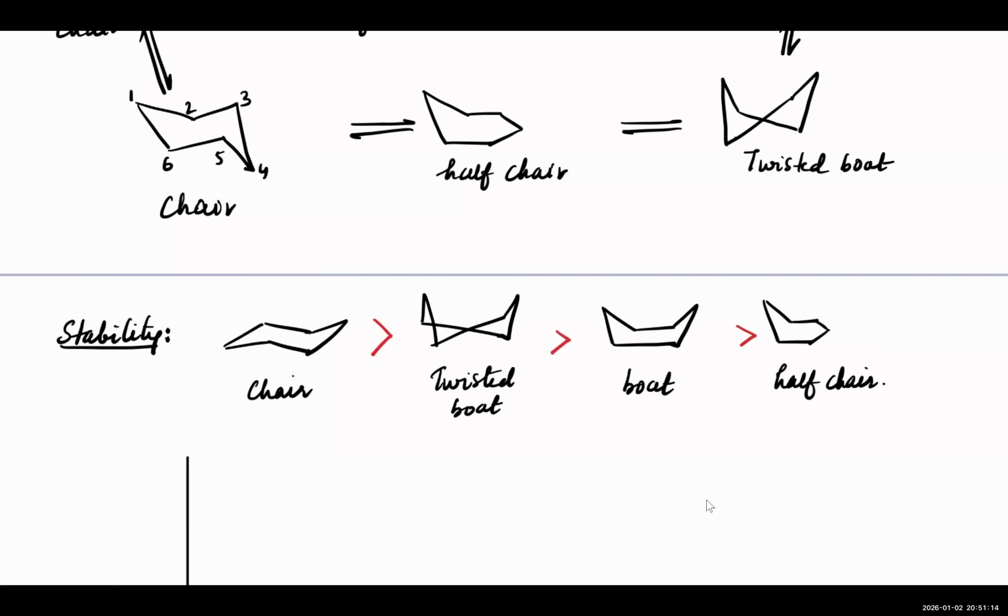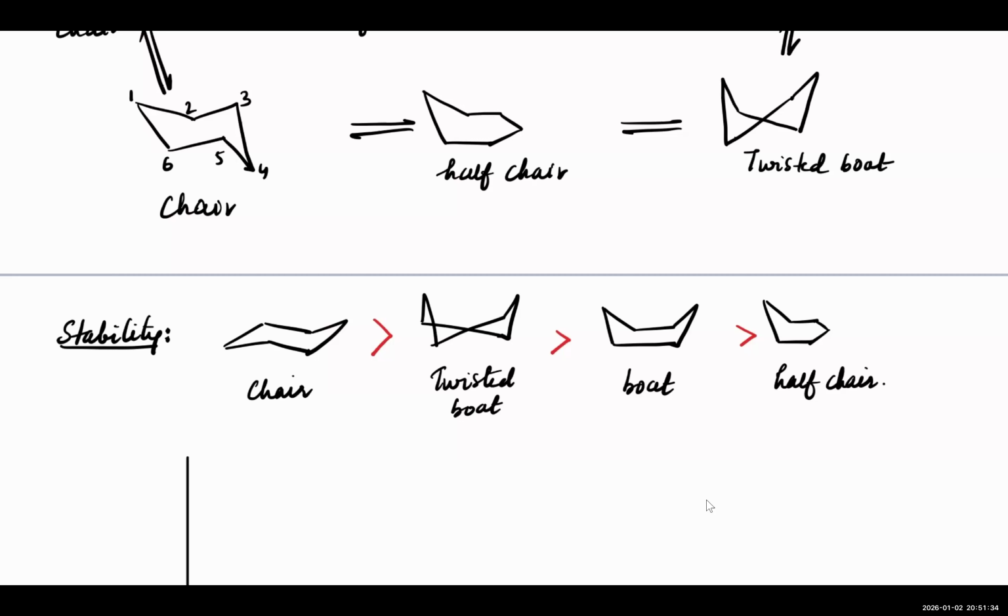Again, I can go into a lot of detail about what the twisted boat looks like, what its conformation is, and what its Newman projection is. Since we do not need all of that for the JEE syllabus, I'm trying to skip it. When it is essential specifically for Olympiads, then I'll discuss it. But otherwise, it's not required.